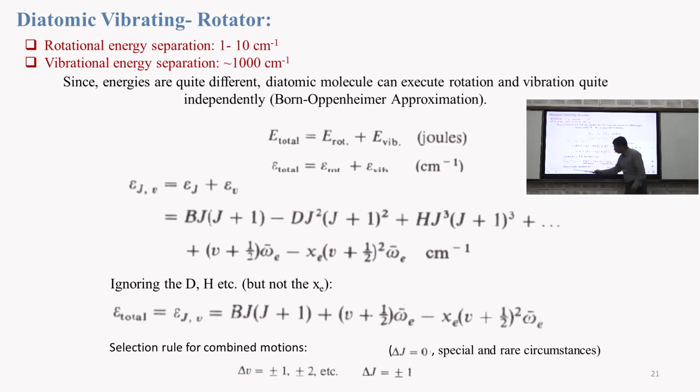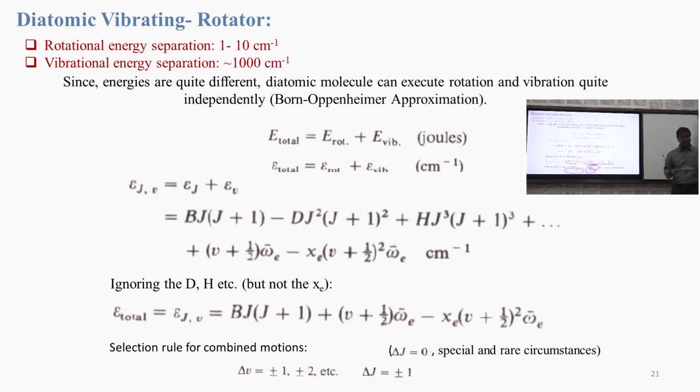So the selection rule will be this combination of the vibrational one and the rotational one. There is one rule that delta J equals 0, which means there is a change of the vibrational quantum number, but no change in the rotational quantum number. That is a very rare case. Only a few systems have these selection rules. Otherwise, it is the normal selection rule.